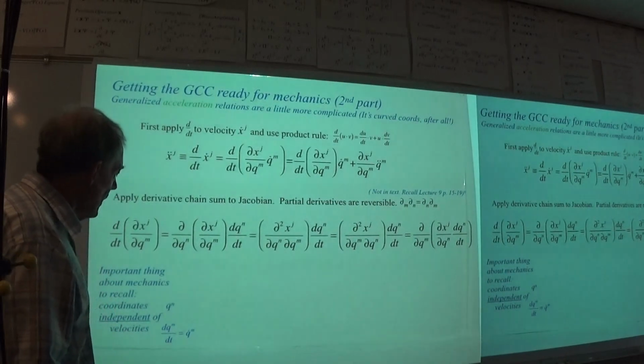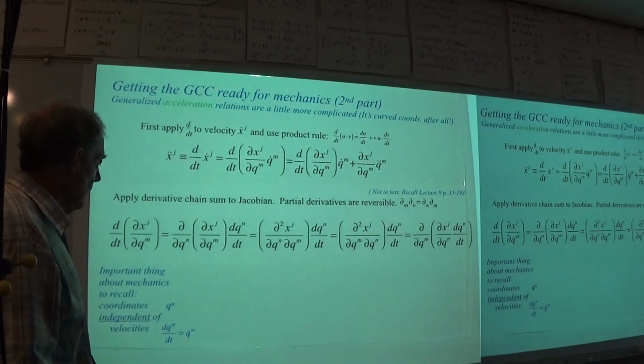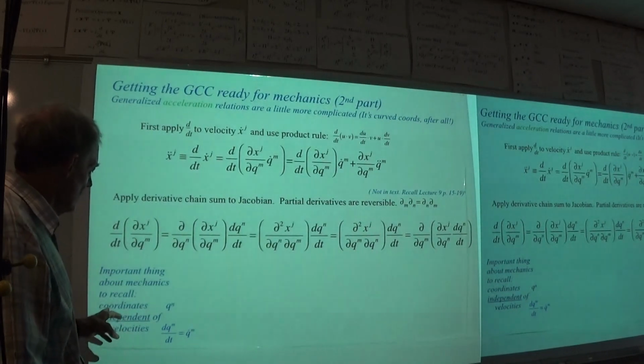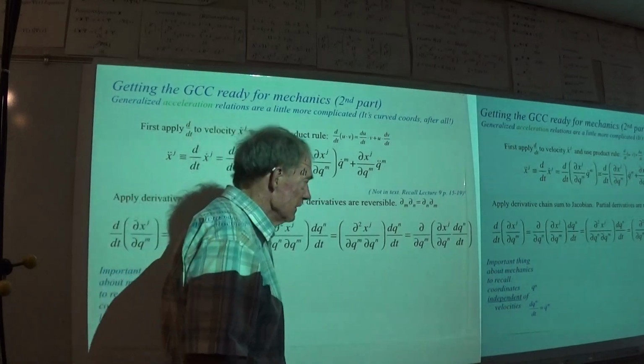I mean, that is the time derivative of the q coordinate. Is that going to mess me up? And the answer is no, it isn't. These are independent variables. That's the key thing here.